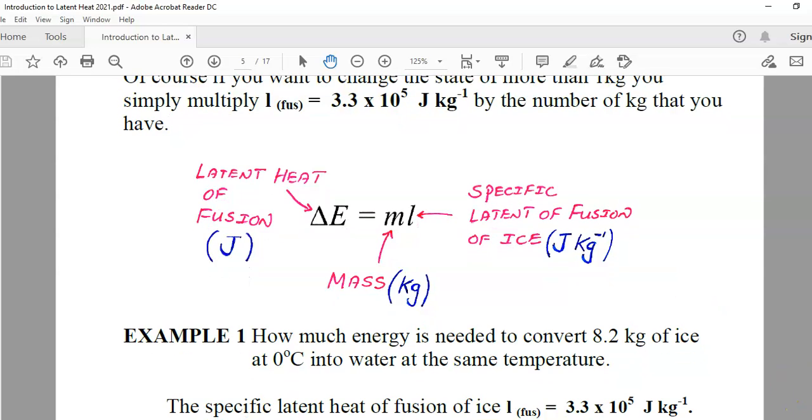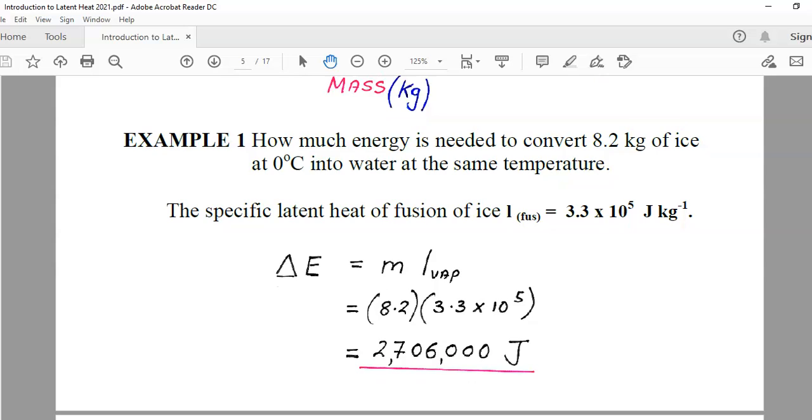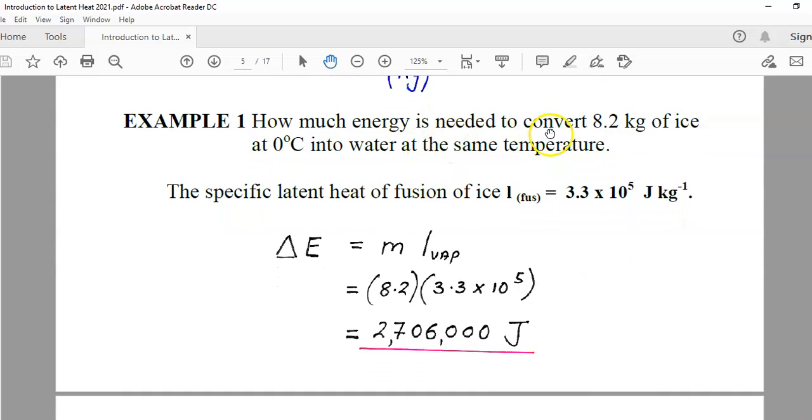And just a very quick and easy example of using this formula. How much energy is needed to convert 8.2 kilograms of ice, which is at 0 degrees, into water at the same temperature, no change of temperature? The specific latent heat of fusion of ice is 3.3 by 10 to the power 5 joules per kilogram. So we write down our formula from page 58. The mass of the ice is 8.2 kilograms. The specific latent heat of fusion of ice is given in the question. Just multiply them and you get 2,706,000 joules of energy.